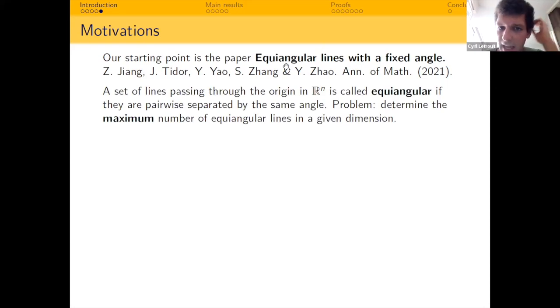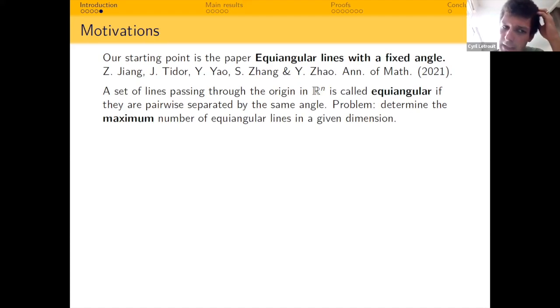So in this title, there is "equiangular". Let me recall what it means. It means the following: a set of lines passing through the origin in R^n is called equiangular if all the lines are pairwise separated by the same angle. Okay, you have many lines. If you take two of them, it's also always the same angle. And the problem is to determine the maximum number of equiangular lines that you can put in a given dimension. They are all through the origin. Okay, I think it's clear.